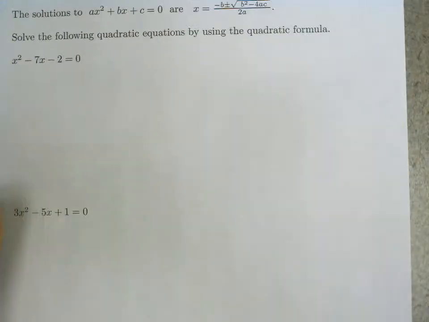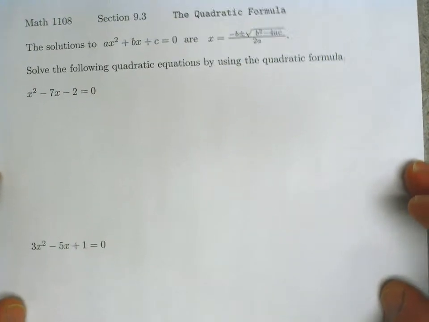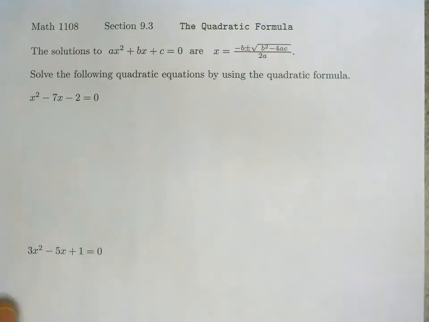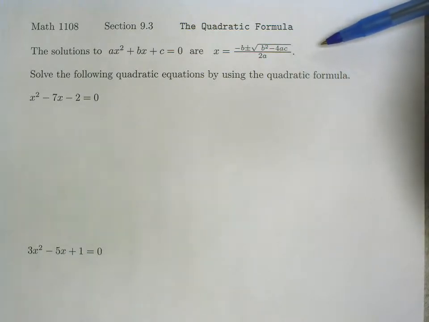Okay, we'll do some examples where we apply the quadratic formula. So here's the quadratic formula. The solutions to ax squared plus bx plus c equals 0 are x equals negative b plus and minus the square root of b to the second minus 4ac, all divided by 2a. That's what we derived.